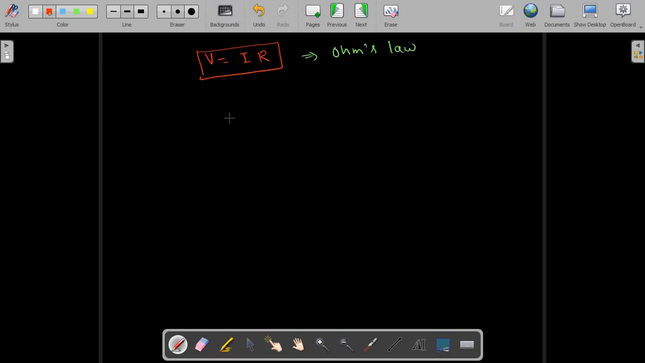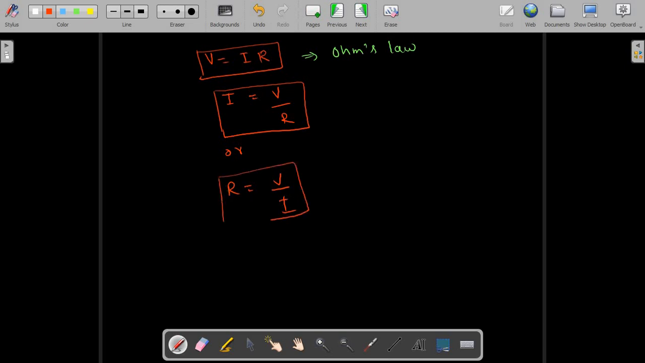Using this formula you can find the current as well. If any two quantities are known, you can calculate the other one. The third one: I is equal to V by R, or R is equal to V by I. If two quantities are known, then the third could be calculated. That is Ohm's law.